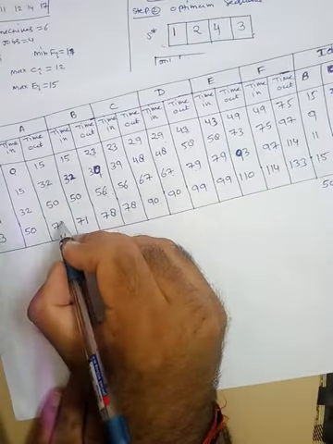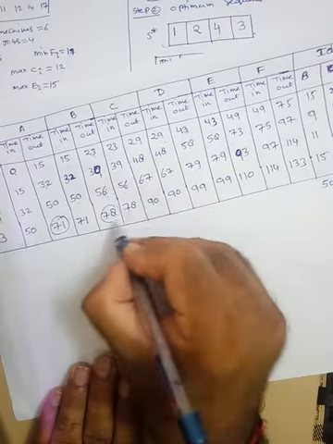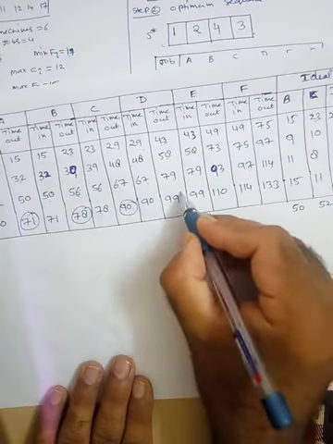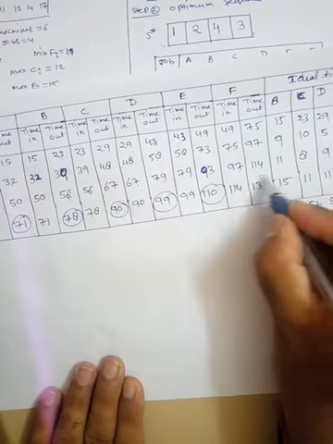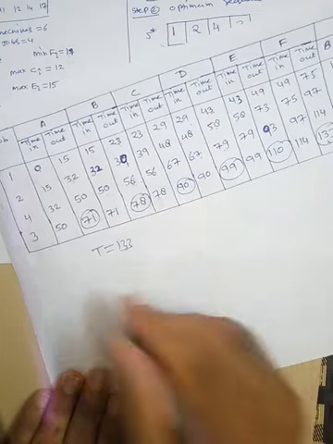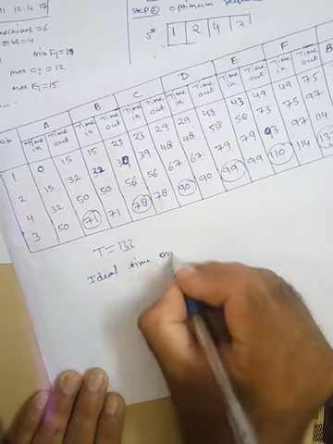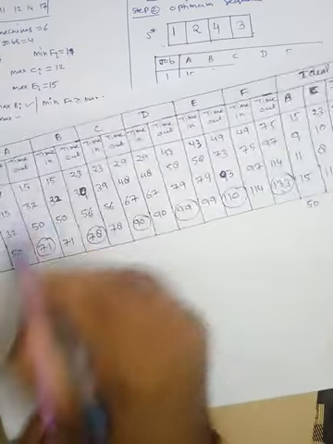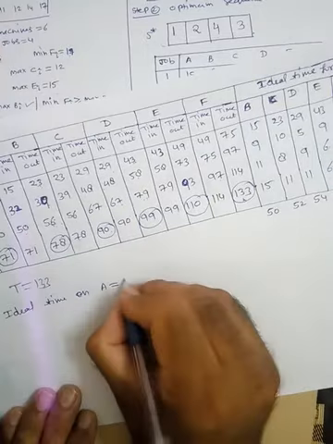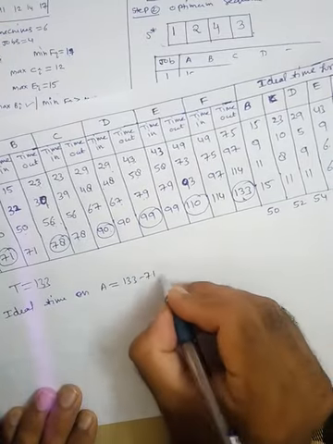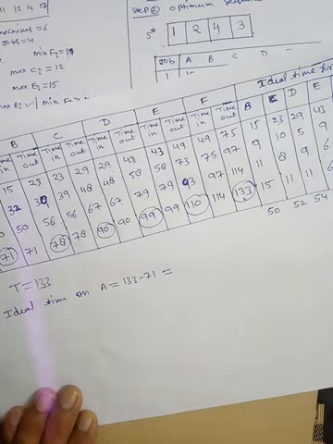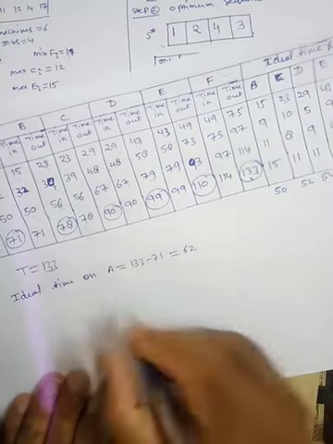So total elapsed time here is 78, 78, 90. Here is 90. Here is 110. So total elapsed time is 11. So T is equal to 133. T is 133 and idle time on machine A is 133 minus 71, which is equal to 62.